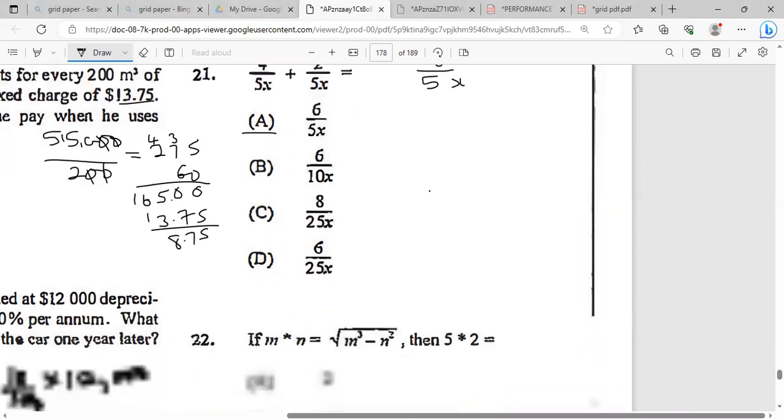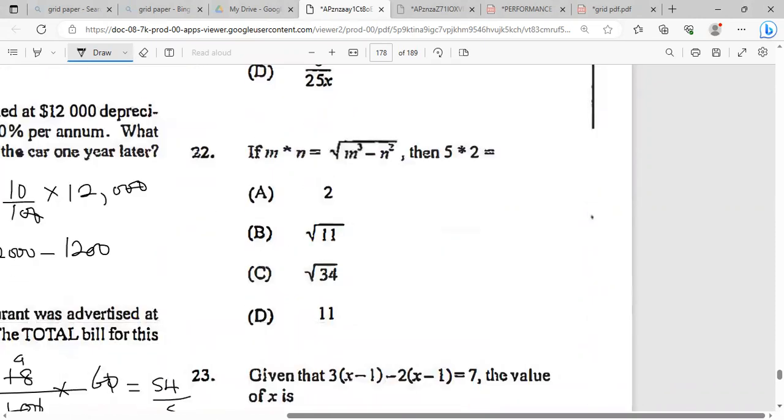For 22, if m asterisk n is equal to m cube minus n square, all right, so let's go. So m is 5. So the first one is 5 and the second one is 2. Quality is a bit poor, but guess what? We have to do it. So it's 5 to the third minus 2 to the second.